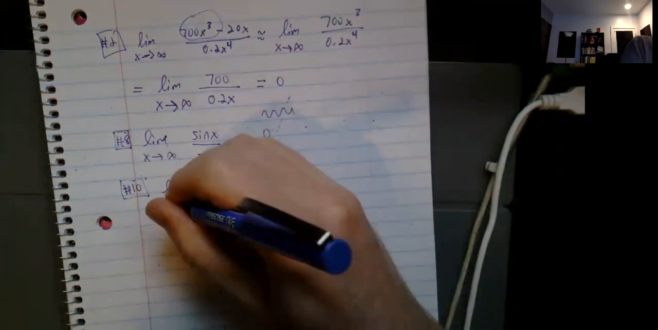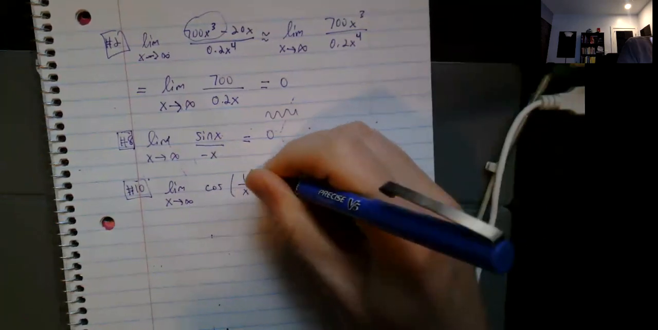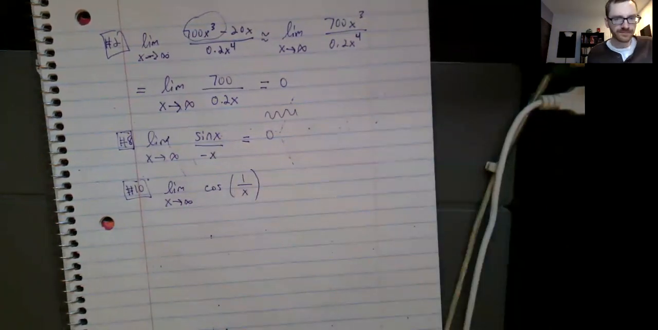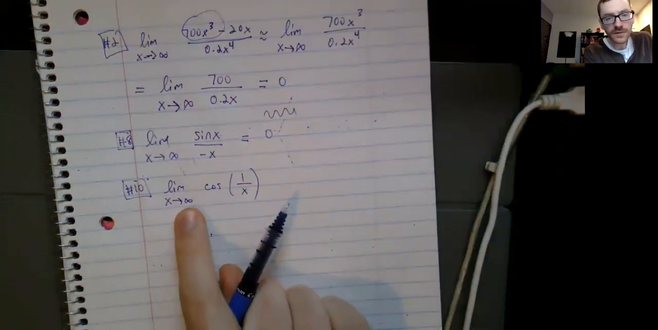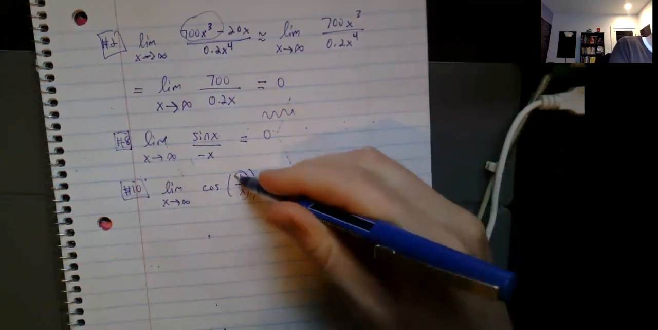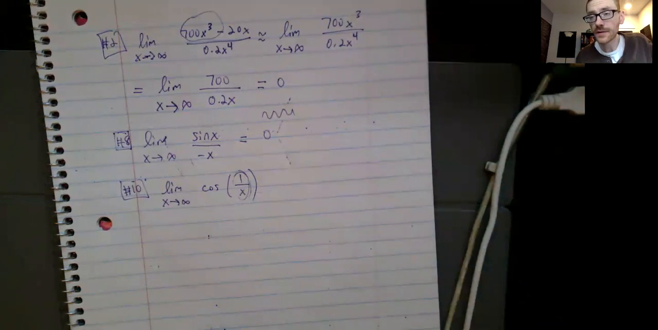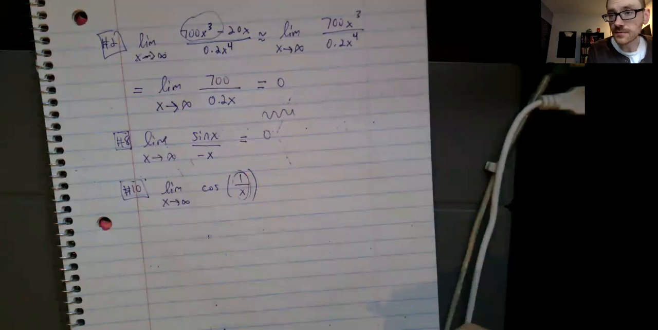So if we take a look at number 10, it's the limit as x approaches infinity of cosine of 1 over x. Okay, well, what's happening? Well, x is getting much bigger, right? x is getting larger and larger. And as that happens, this fraction is getting smaller and smaller, right? It's going to be like 1 out of 10, 1 out of 100, 1 out of 1,000,000. So for very, very large values of x, this fraction here is essentially 0. It's like 1 out of 1,000,000, 1 out of 1,000,000,000, getting smaller and smaller.